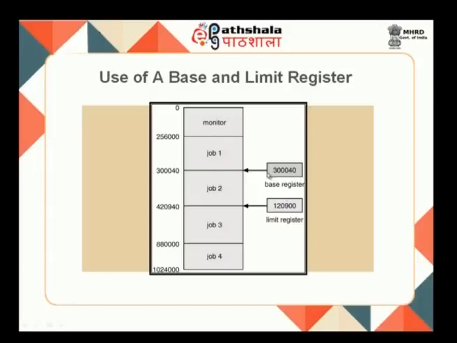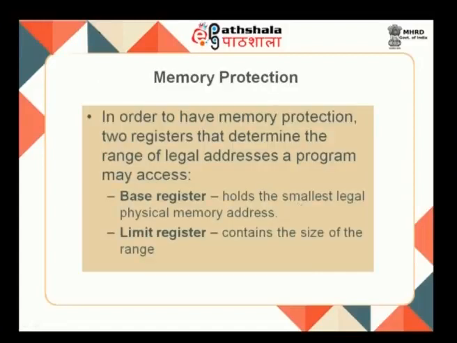So, that is the starting address for job 2, and the limit is that it can go only till 30040 plus 1,20,900. So, the highest address that is possible for job 2 is 4,20,940. Okay. So, in this case, you can see that there is a limit within which this particular job can work. Loading into the base register and the limit register is done by the operating system.